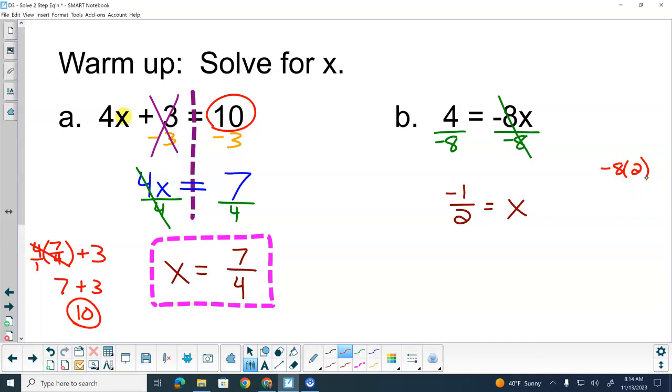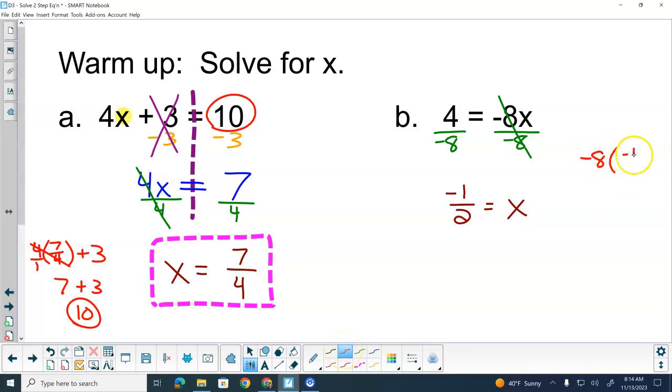Negative 16, right? Is negative 16 equal to positive 4? No, so your check should have caught that wrong answer. Okay? Which is why we do the check. So that's not going to work. So now let's check our actual answer of negative 1/2.